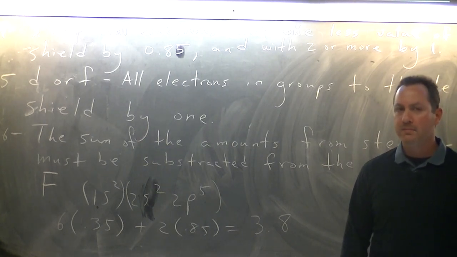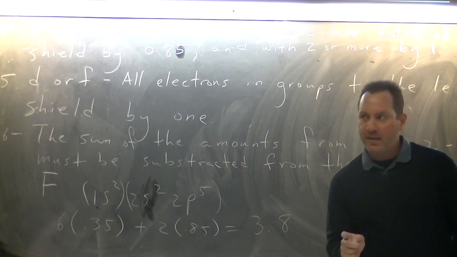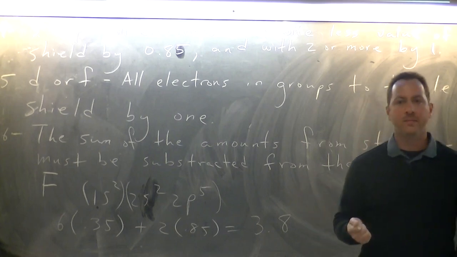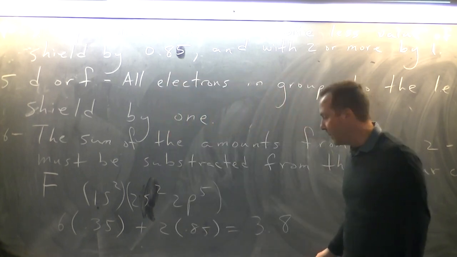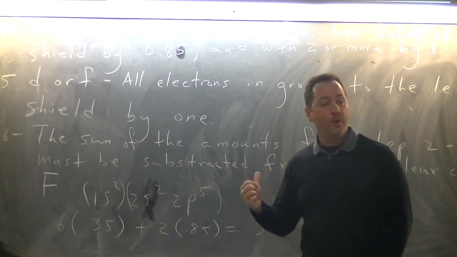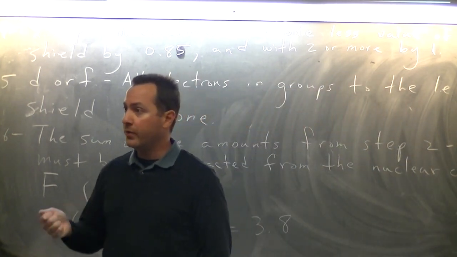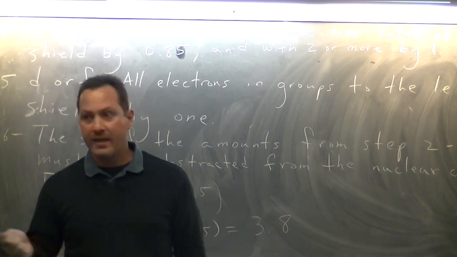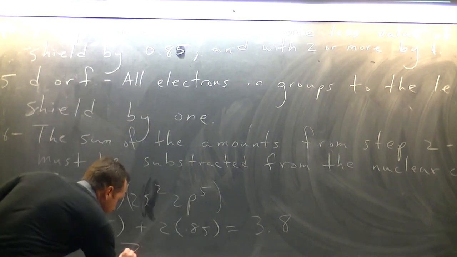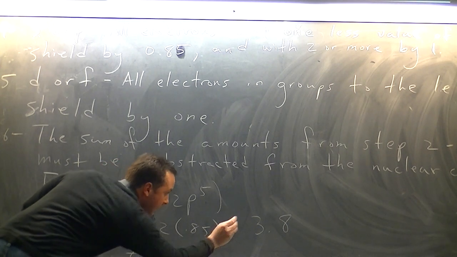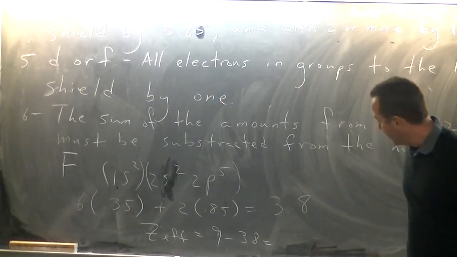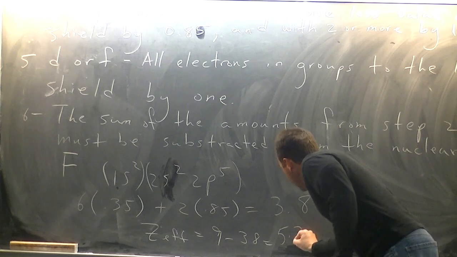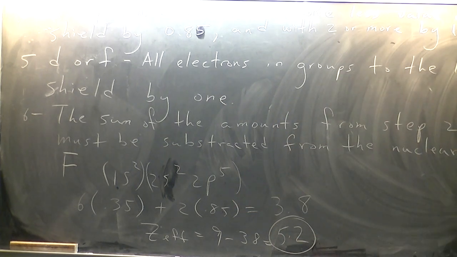So that's it? What is missing? You subtract from the 9. Now you have to subtract that 3.8 from what? 9. This is what we call the shielding parameter. That 3.8 is the shielding parameter. So now you're going to subtract that 3.8 from the total charge of the nucleus, which will be what? 9. So the effective nuclear charge will be 9 minus 3.8, which will be what? 5.2. Right?